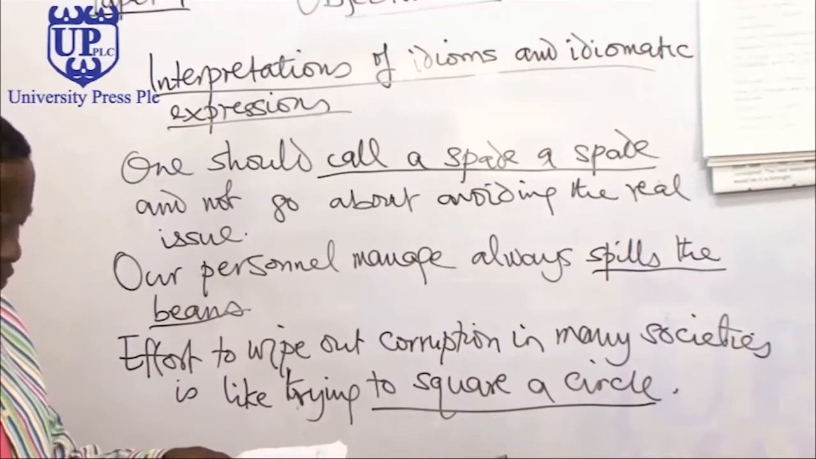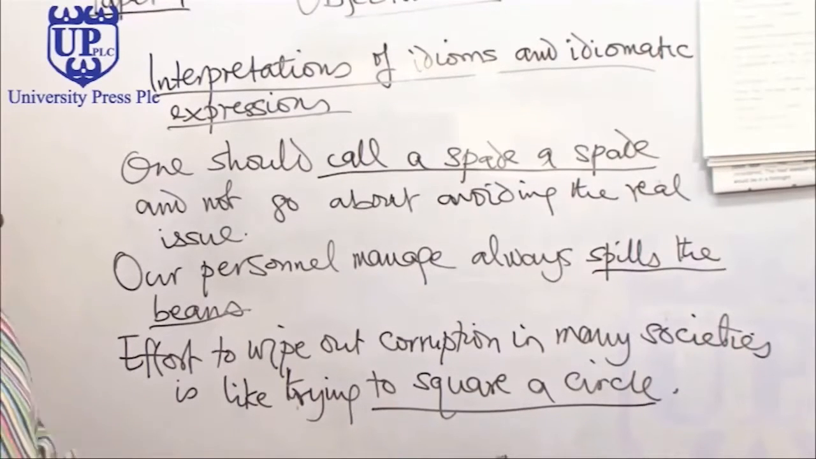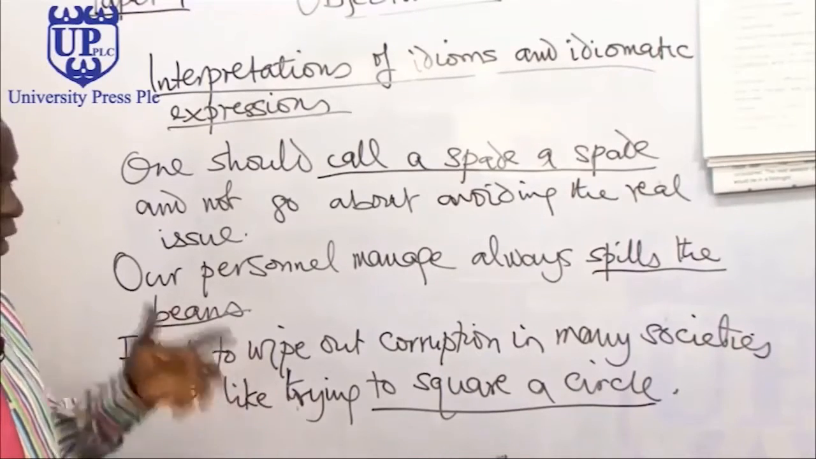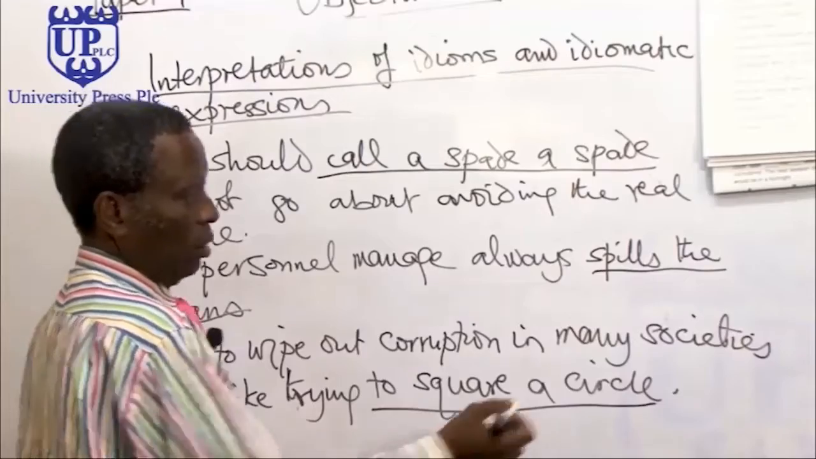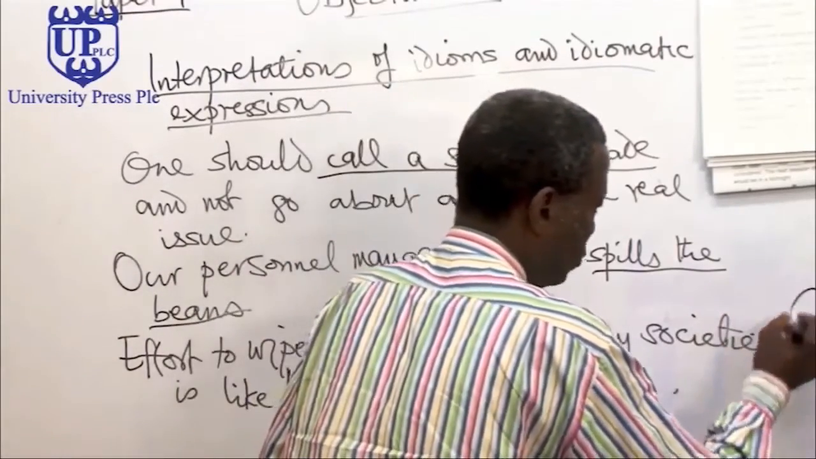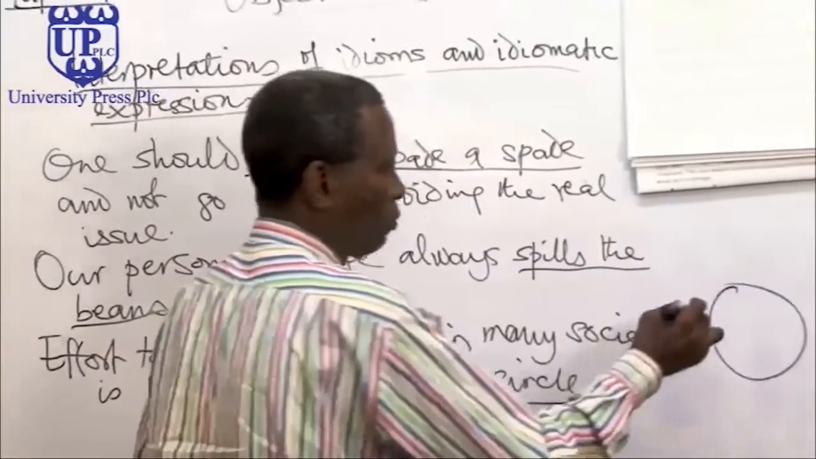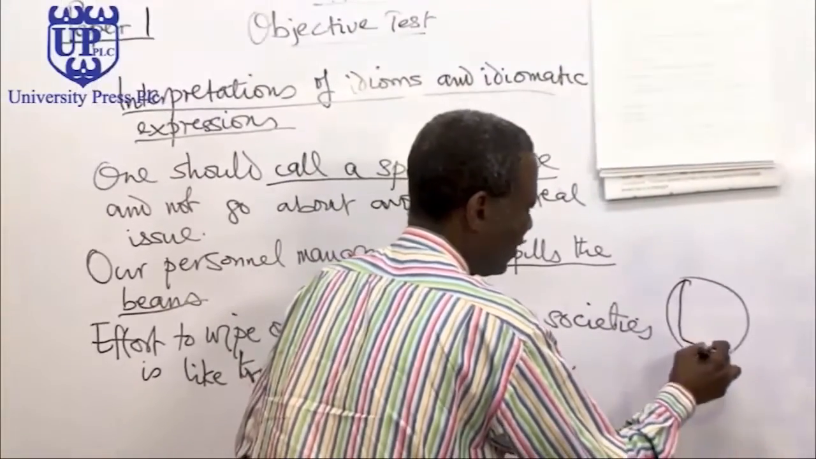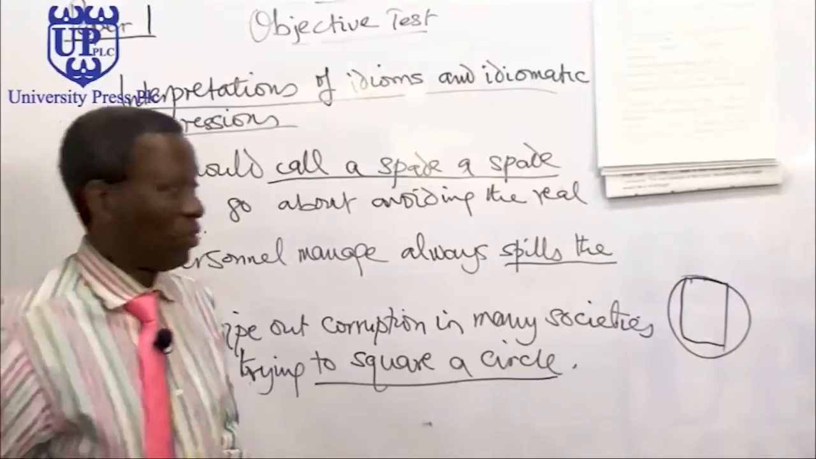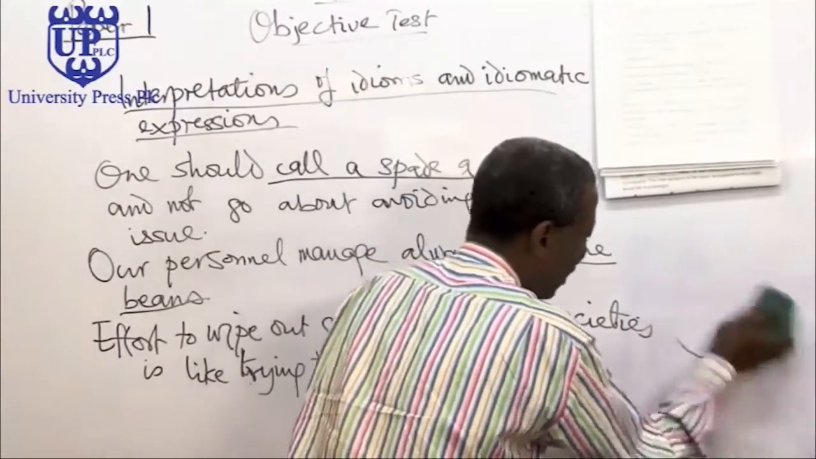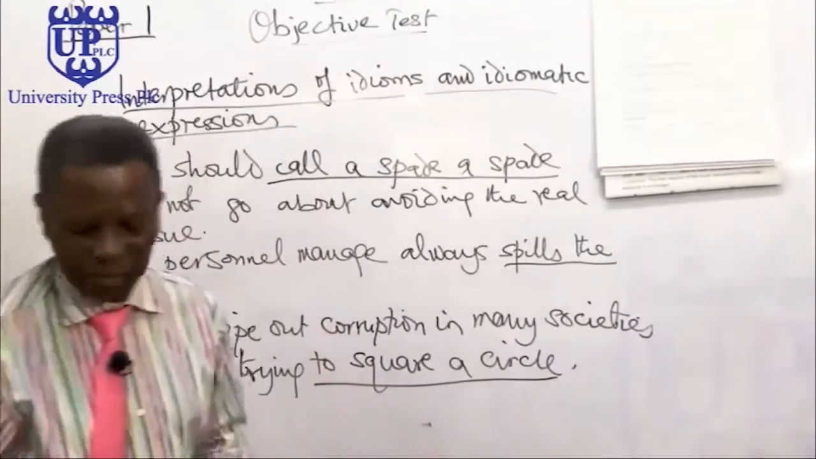And when you look at that one, sometimes the meaning of the idiom is in the idiom itself, if you think about it very well. Because if you talk about squaring a circle, you have a circle, this one. How can you square it perfectly? So in other words, it's like doing an impossible task. That is the meaning of that idiom.